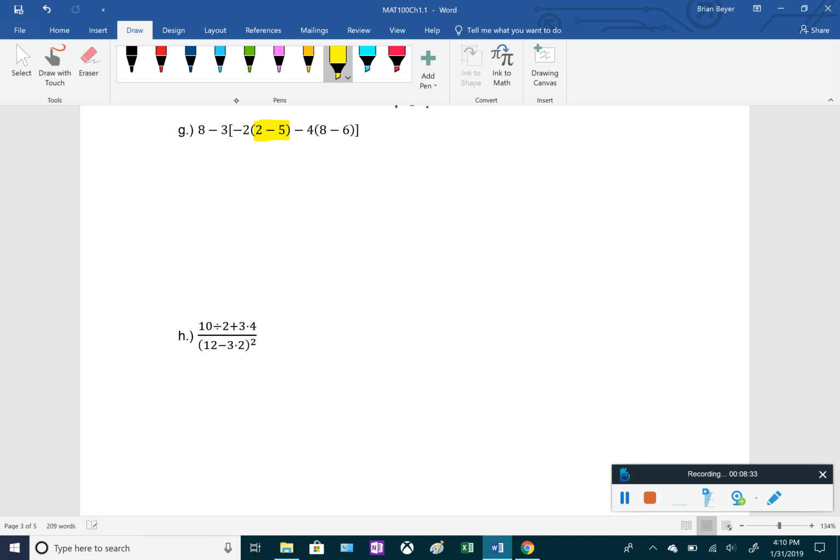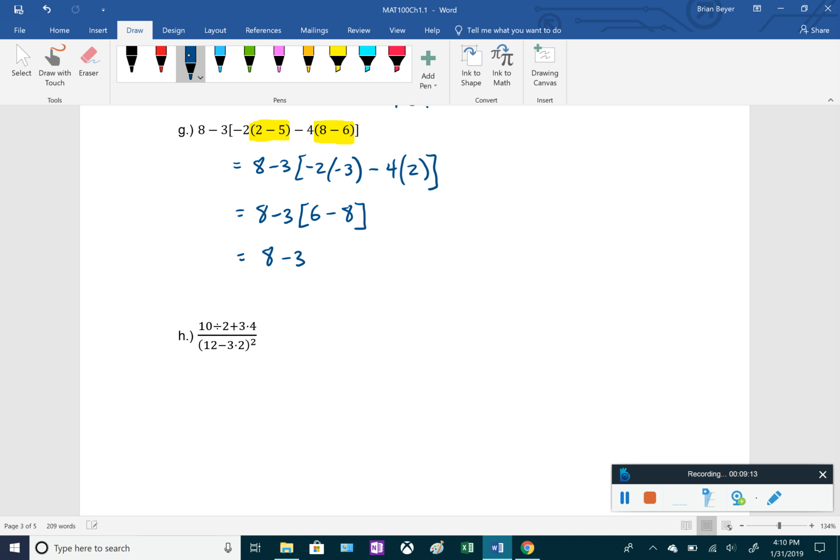So inside of there, we actually have two other mini sets of parentheses. So I'm going to do those two. So 8 minus 3 times negative 2 times, so we have 2 minus 5, which is negative 3, minus 4, 8 minus 6, which is 2. So now I'm going to do what's inside the bracket still. So we have multiplication and subtraction. So I'm going to do the multiplication. So negative 2 times negative 3 is positive 6. 4 times 2 is 8. Now just simplify 6 minus 8, which is negative 2.